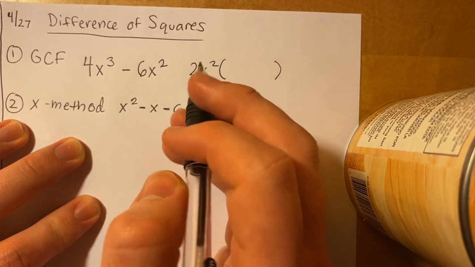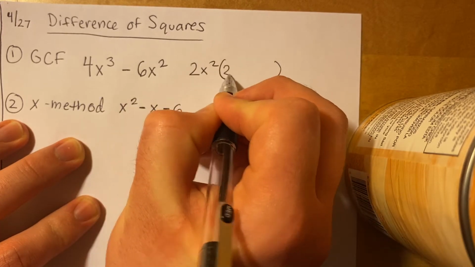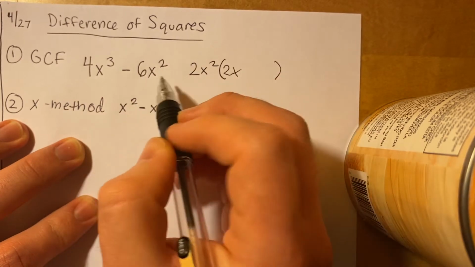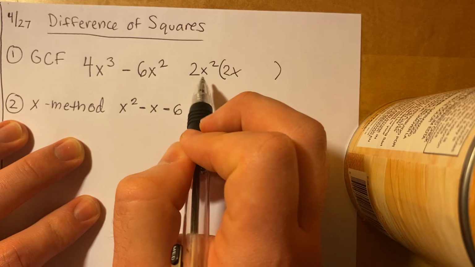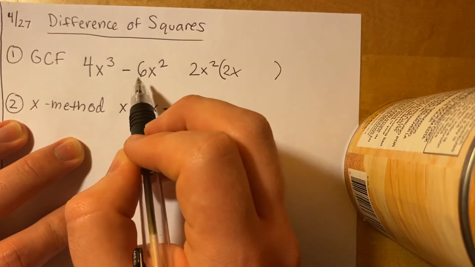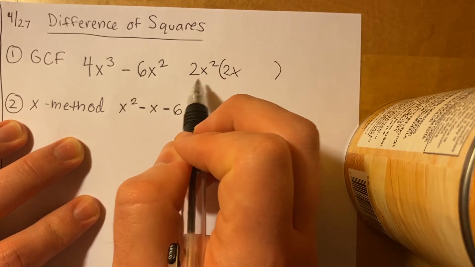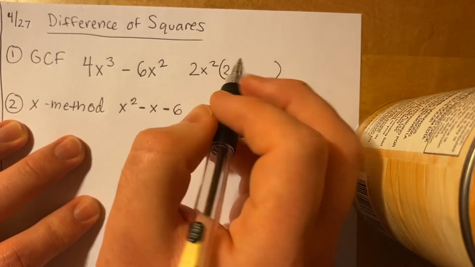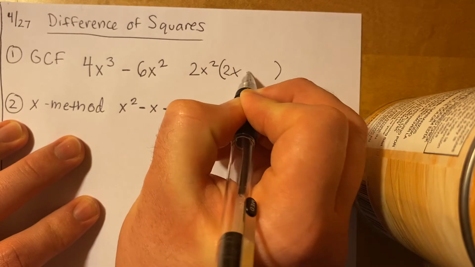Okay, pretty good. And then if I divide 4x cubed by 2x squared, I'm just going to get 4 divided by 2 is 2. And then x cubed divided by x squared is just x. And then if I take negative 6x squared divided by 2x squared, negative 6 divided by 2 is negative 3. X squared divided by x squared is just 1. So it's just going to be 2x squared, 2x minus 3.